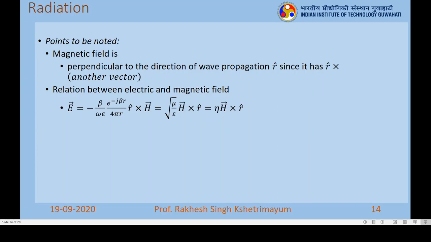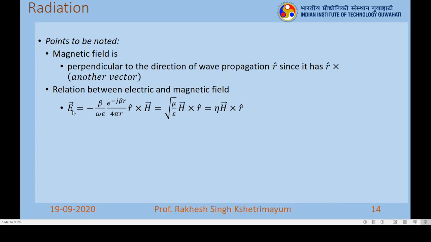So what is this square root of mu by epsilon? People usually call it wave impedance, and it is around 377 for the free space. For the free space, wave impedance is eta naught, and we can find it as square root of mu naught by epsilon naught. Everybody knows what is mu naught and epsilon naught for free space. You can plug it in and it comes out to be around 377 ohm. So that's the wave impedance for the free space.